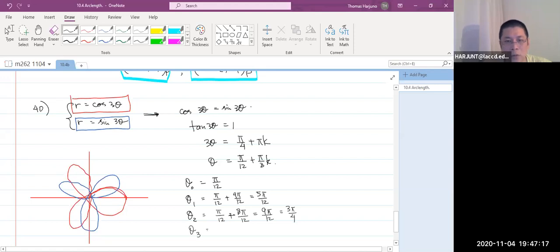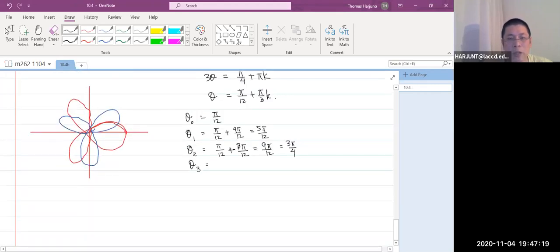And I go on. The thing is, it has so many intersections that I cannot even figure it out. Plus pi, that's 13 pi over 12. So that's 16 pi over 12. 17 pi over 12. I keep on adding 4, huh? Seems like adding 4 pi over 12.